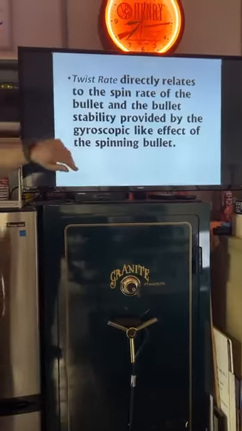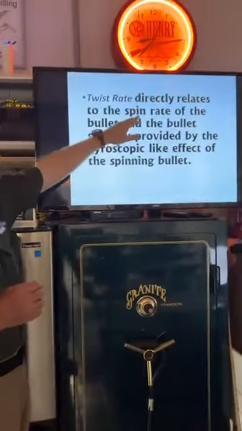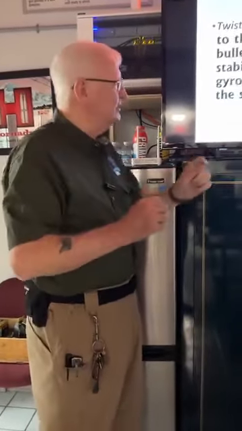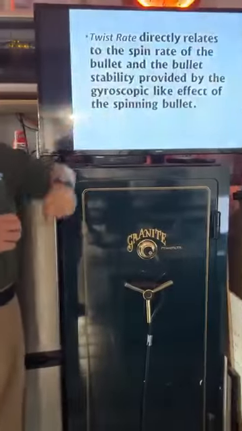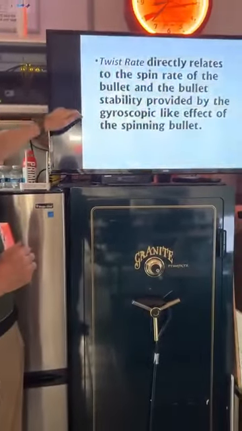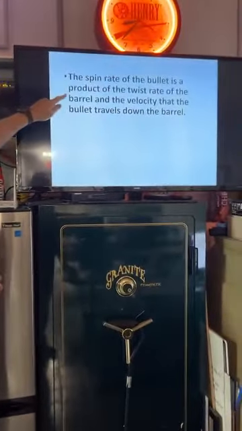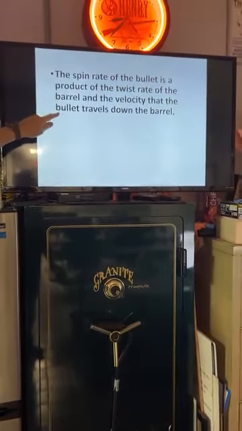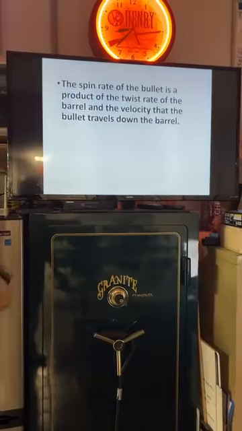Now I'm using two concepts here, twist rate and spin rate. So the twist rate refers to the twist in the barrel, okay, and we'll talk about that in just a second. And the spin rate then is what the bullet is actually doing when it goes, all right? So let's talk about this a little bit more then. The spin rate of the bullet is a product of the twist rate of the barrel and the velocity of that bullet that's traveling down the barrel, okay?